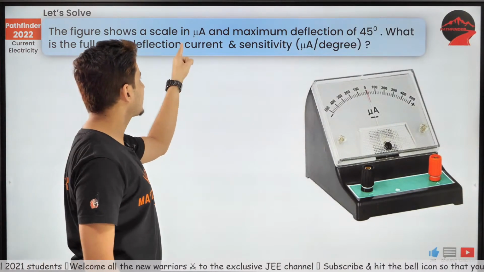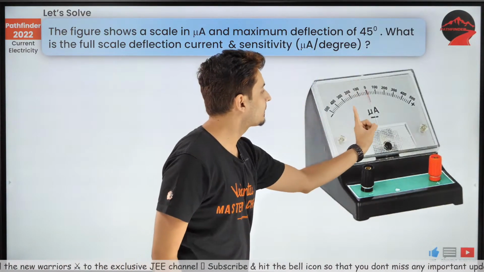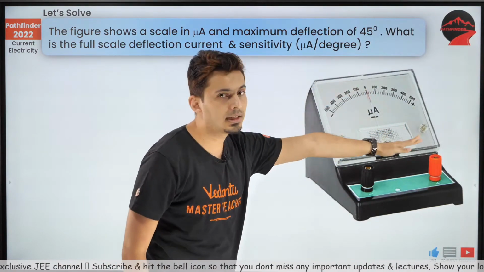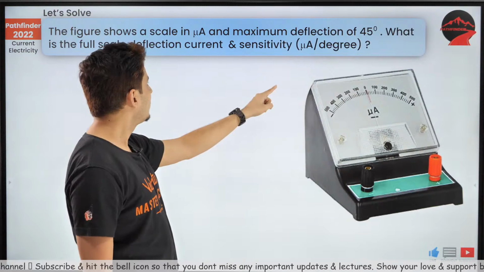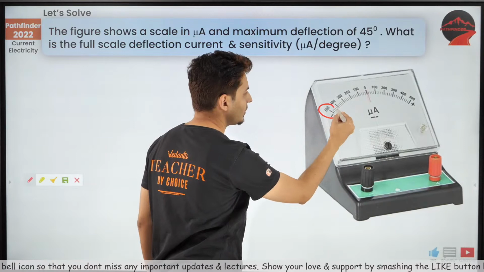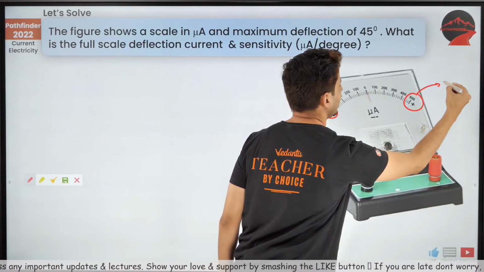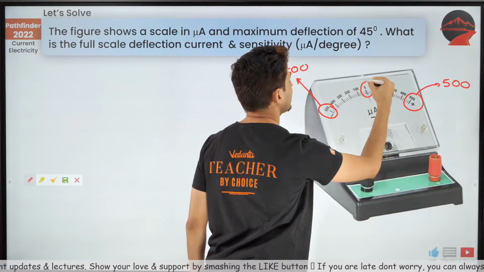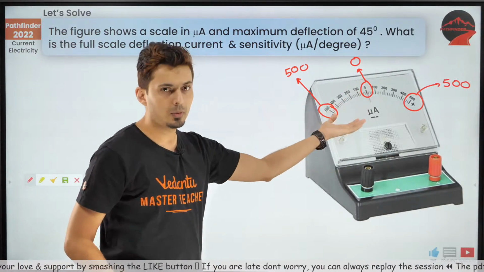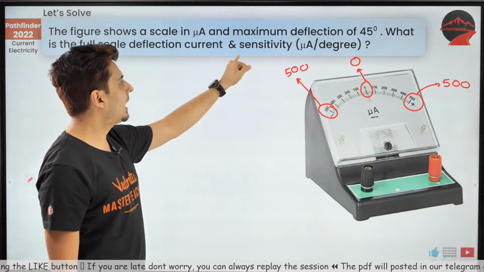So here's the first question coming up on your screen. The figure shows a scale in microampere and the maximum deflection. So the maximum angle by which the needle can deflect is 45 degrees. I hope you can read that scale. By the way, this number over here, if you cannot read it, is 500. And this number over here is also 500. And this number is 0. Maybe some of you are watching on mobile phones and might not be able to see it, so that's why I'm writing it down here. What is the full scale deflection current and the sensitivity?